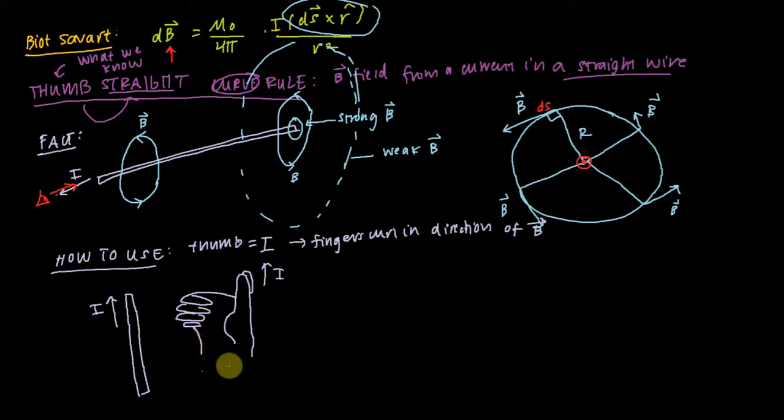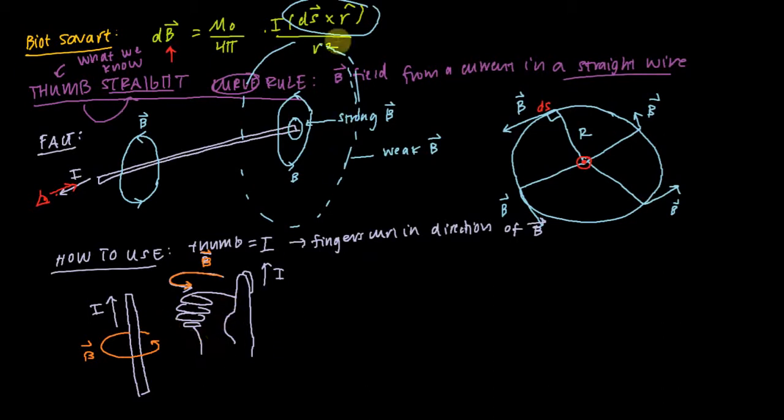Curl my fingers around just like that to get the direction of the B field. So you can see here, the B field, let me maybe do this in a different color so you can see it a little bit better. So here is the B field going like this. Okay, so it's going around this wire like this, okay? So you can see how I'm drawing the B field in relationship to how my hand is curling, okay?